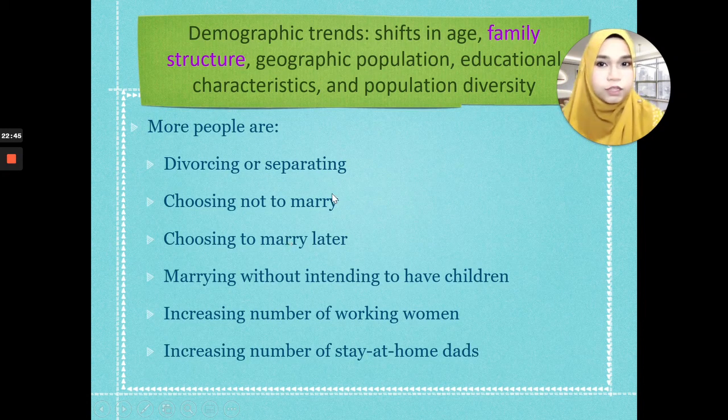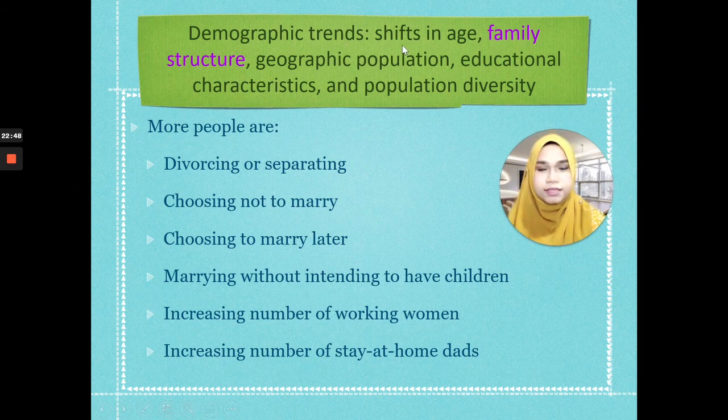Now, moving on to the second element in the demographic trend, which is the family structure. Family structure, we're talking about the primary family, where you have father, mother, and then the kids, that's all, not the extended family. So nowadays, many more families, especially in the United States, are divorcing or separating, and there are also a lot of people who choose not to marry nowadays, because they're married to their job, or they are not into commitment. They would prefer just to stay single and mingle around.